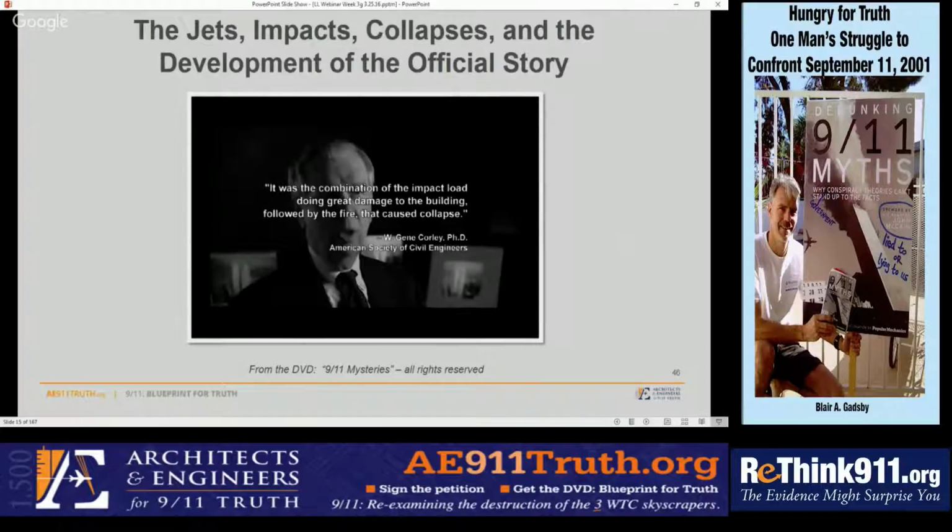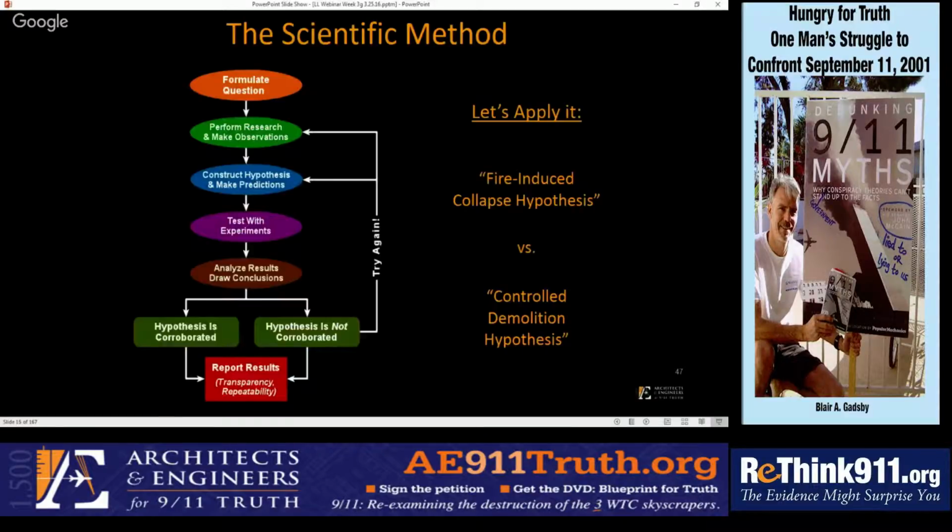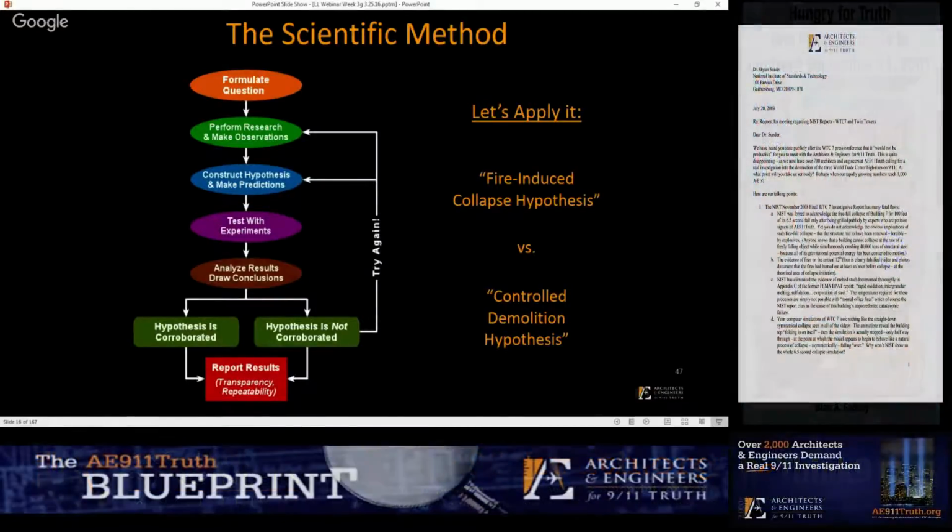Well, here's pretty much the official story in a nutshell, readily digestible by the media and government. And what we're going to do now is test that official story. And we use the scientific method. We've had it in the West for over 100 years. We have a question: how did the towers come down? That's what NIST, the National Institute of Standards and Technology, was tasked with by Congress, determine the answer to that question. And we perform research.